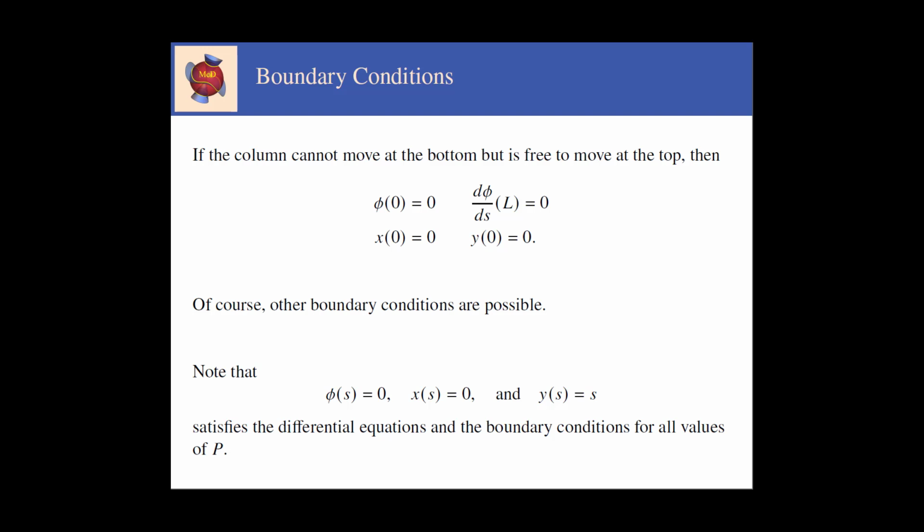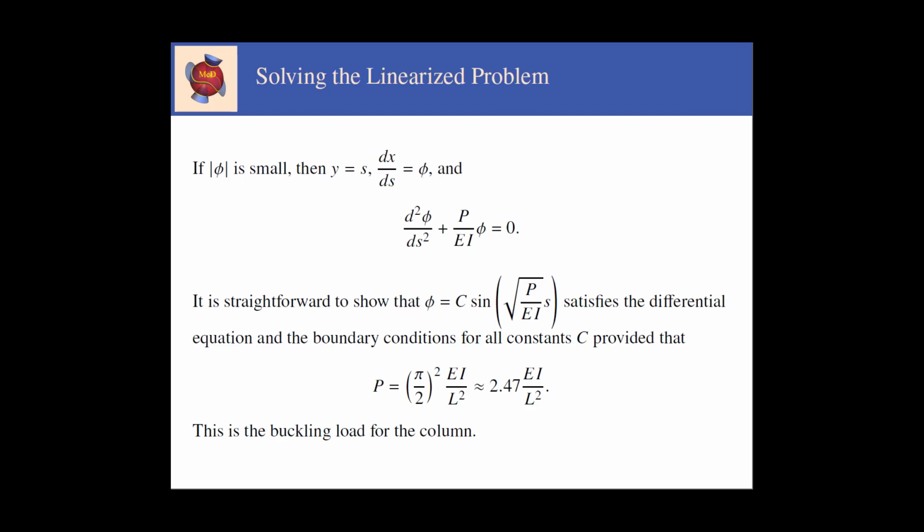Note that the trivial solution, that is, phi equals 0, x equals 0, and y equals s, satisfies the ordinary differential equations and the boundary conditions. So buckling occurs when that trivial solution fails to be unique. Since the equations are nonlinear, they are difficult to solve.